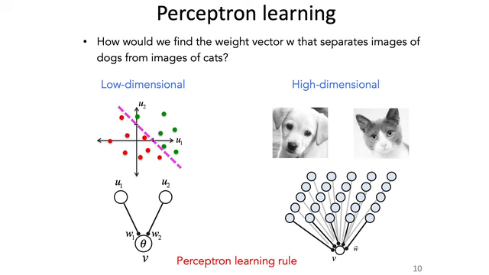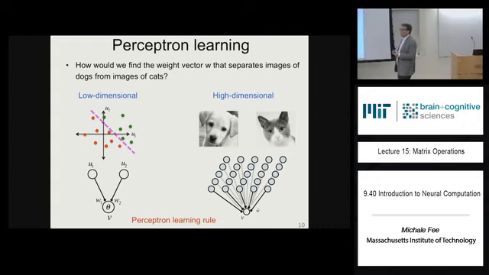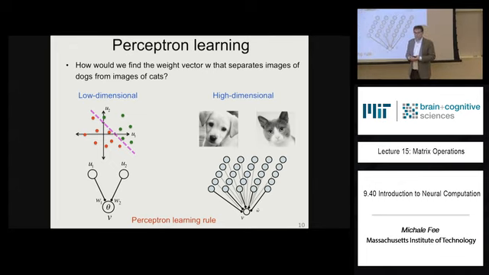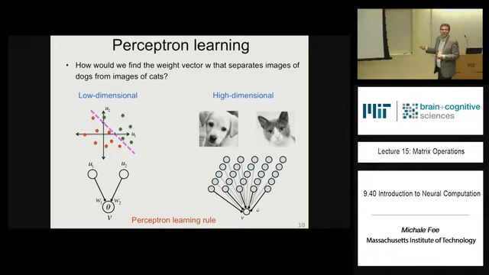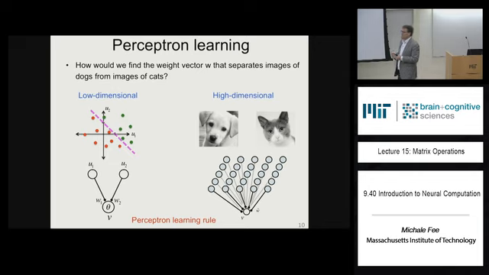Okay, and so we're going to introduce a method called the perceptron learning rule, which belongs to a category of learning rules called supervised learning rules. They allow you to take a bunch of objects that you know. If you have a bunch of pictures of dogs, you know that they're dogs. If you have a bunch of pictures of cats, you know they're cats.